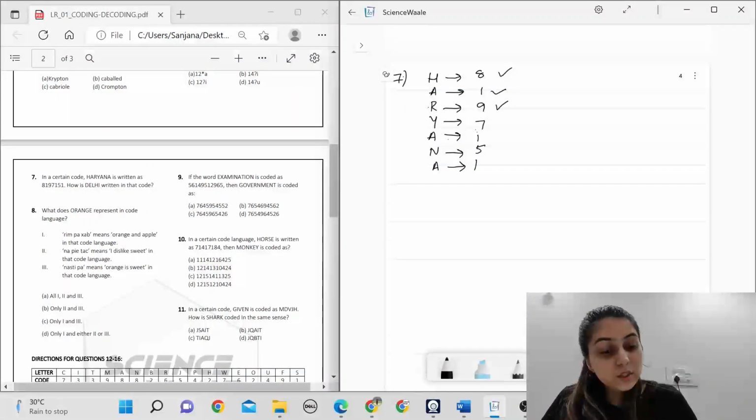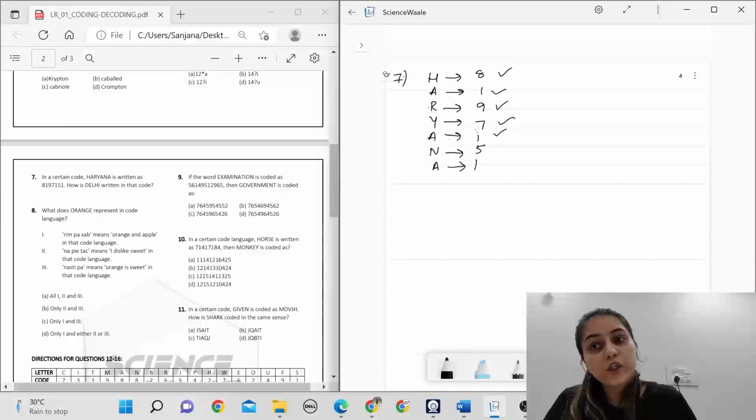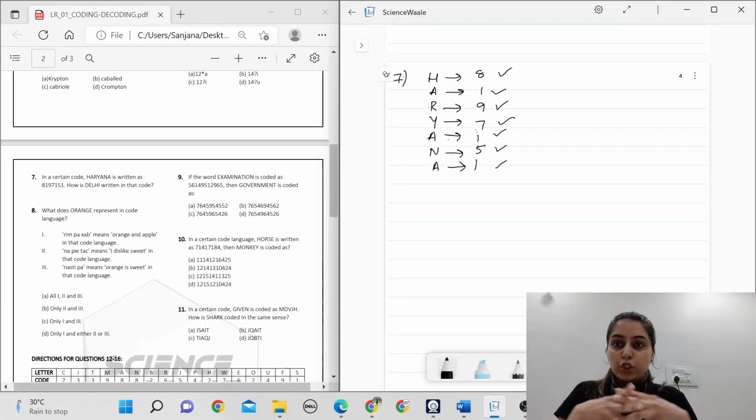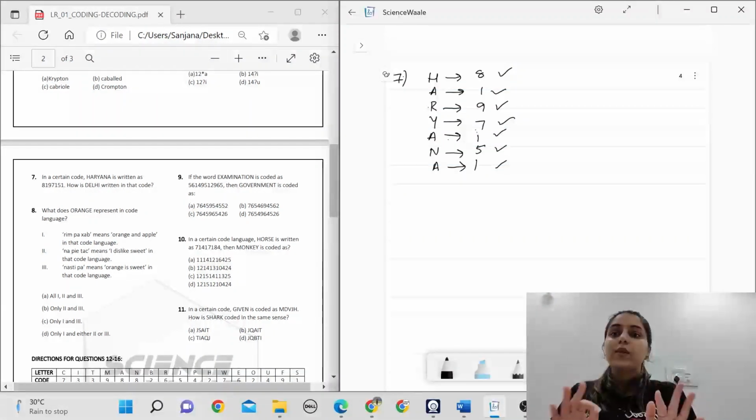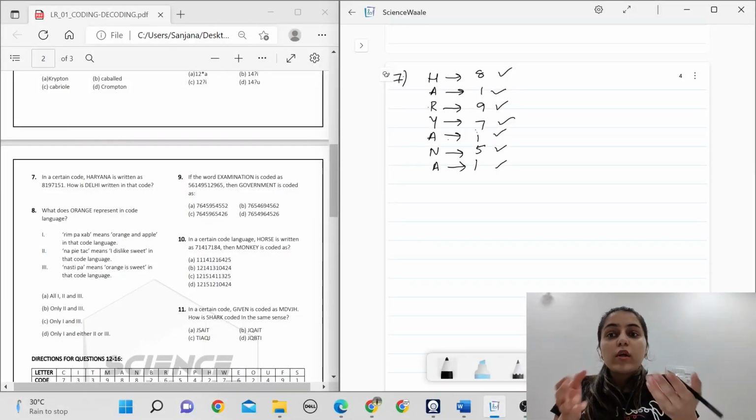Y is the 25th letter in the alphabetical series. 2 plus 5 is 7. It again satisfies our logic. A is 1, obviously. N is the 14th letter of the series. So 1 plus 4 is 5. It satisfies here. And A is 1. So we now get to know that the logic we used here is absolutely correct. So using the same logic, let's solve what they have asked us for.